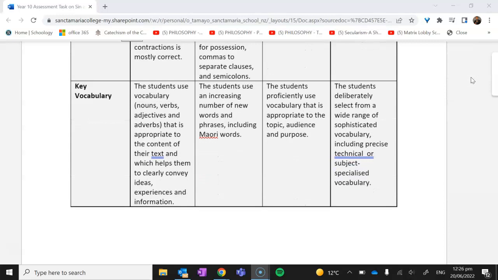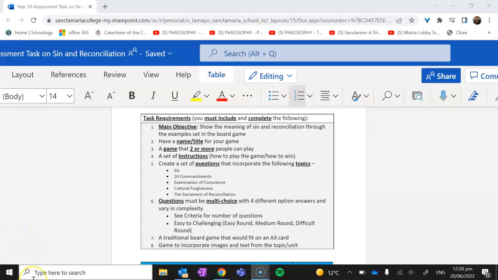The next thing that we are going to look at is the use of key vocabulary. The students deliberately select from a wide range of sophisticated vocabulary, including precise, technical, or subject-specialized vocabulary. These are the things that we are looking for in your board game. Again, your task is to create a board game that will include all the topics that we have discussed in Term 2, Sin and Reconciliation.